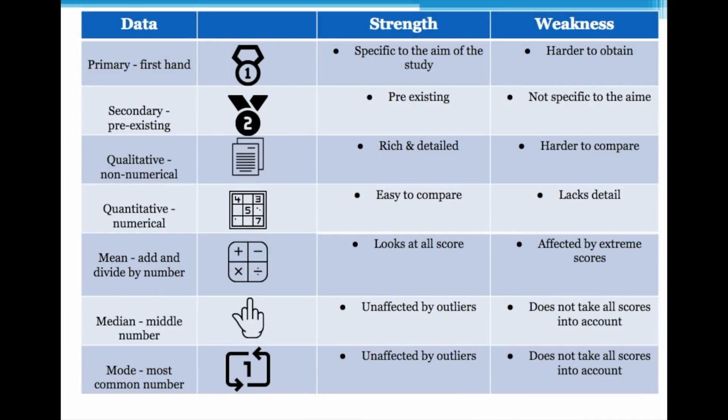Moving on, let's talk about data, because that's what you get at the end of an experiment. Lots of different terms you need to be aware of in research methods. So first kind of classification of data is primary or secondary.